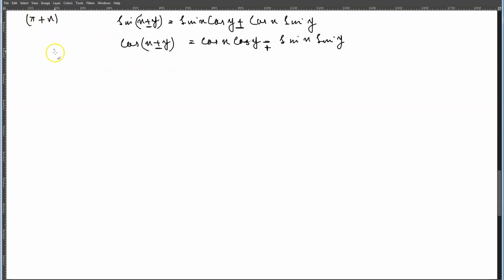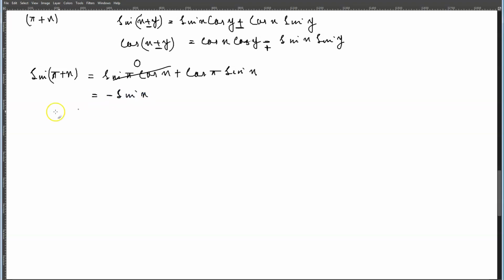Now, what is sine of pi plus x? Sine of pi plus x is equal to sine pi cos x plus cos pi sine x. Now sine pi is equal to 0, so this whole thing becomes 0. Cos pi is equal to negative 1, so that's negative sine x.